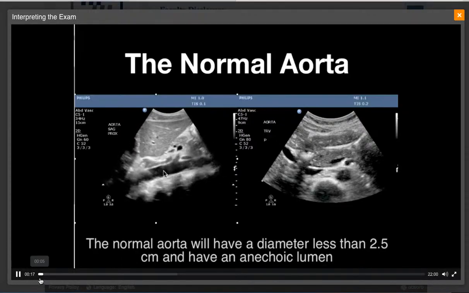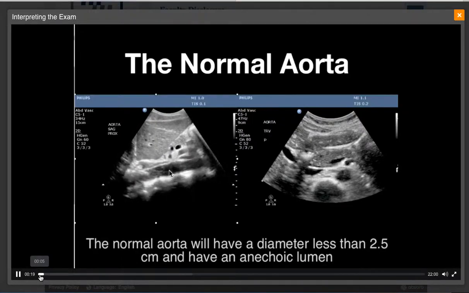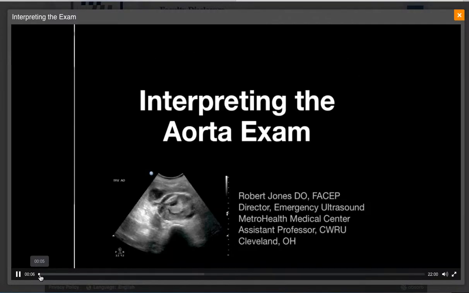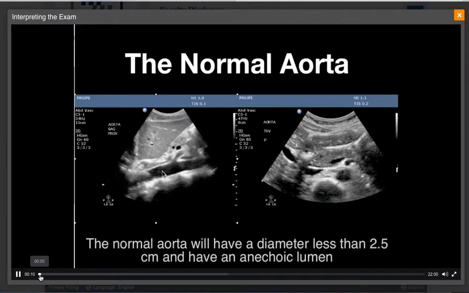and will have an anechoic lumen. Pulsations will be of the abdominal aortic ultrasound examination. The normal aorta will have a diameter of less than 2.5 centimeters at its widest and will have an anechoic lumen. Pulsations will be clearly visualized during real-time scanning. It's important to remember that even a normal aorta may have some degree of ectasia.